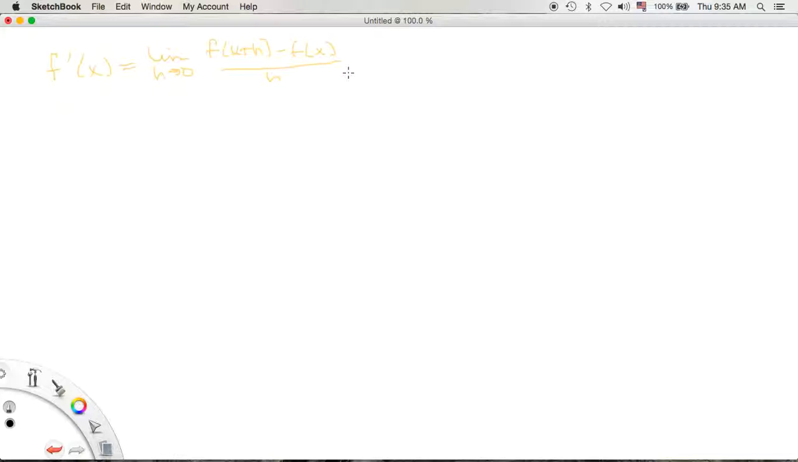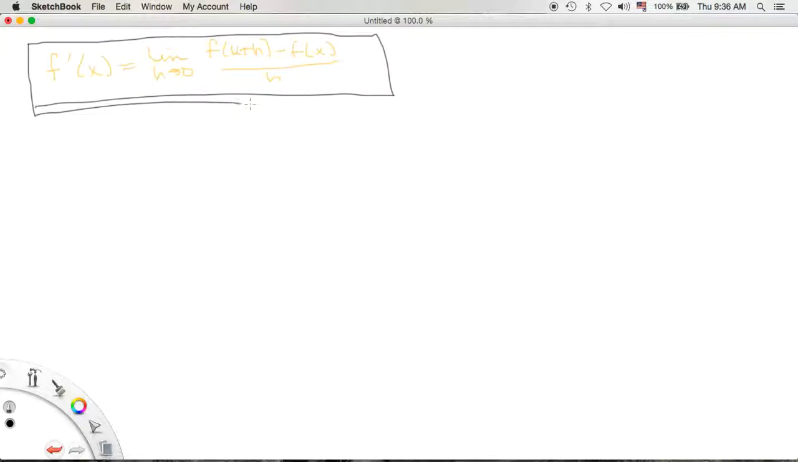Now, you need to know this limit definition. This right here is an absolute must for you to know, to understand, to grasp, but we're not going to use it for calculating derivatives very much at all anymore.